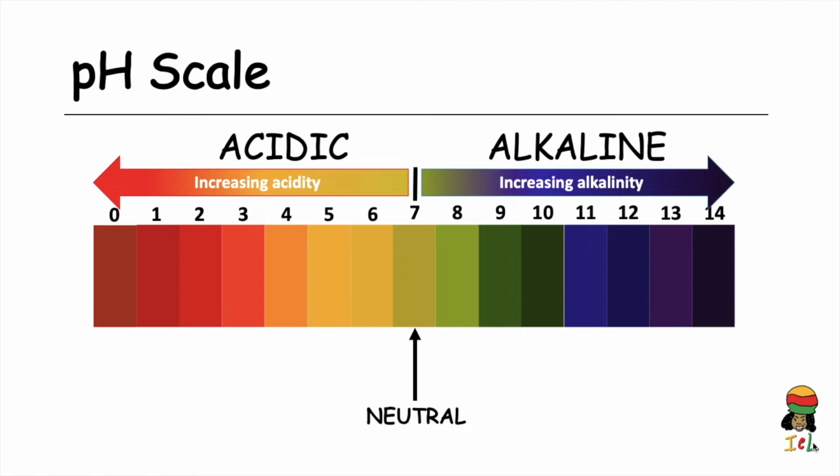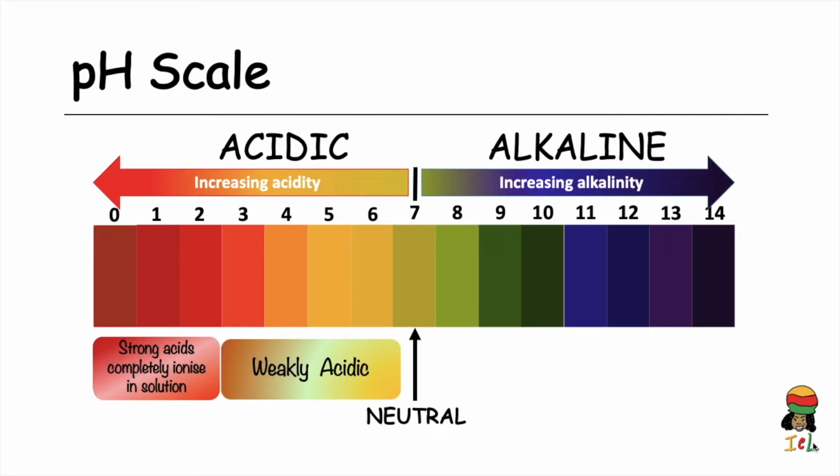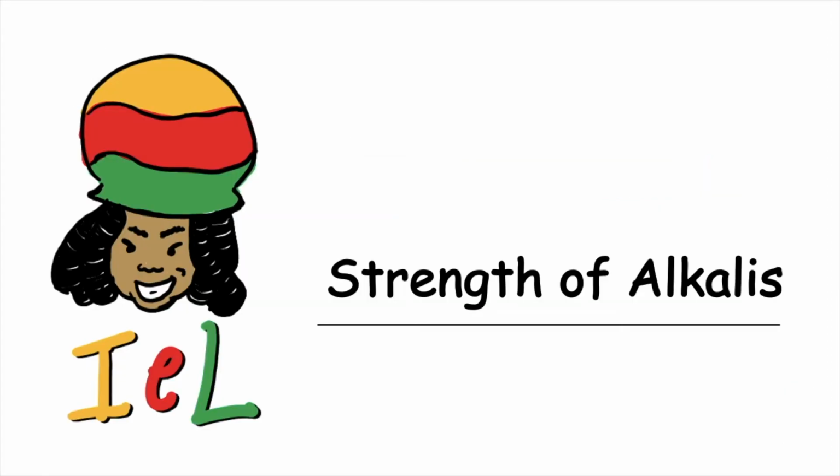To link the strength of acids to pH value, let us look at the pH scale. So strong acids, pH 0 to 2, will ionize completely in solution, and weak acids, pH 3 to 6, will partially ionize in solution. Now we will examine the same principle for strong and weak alkalis.